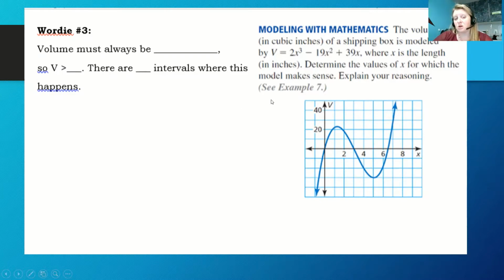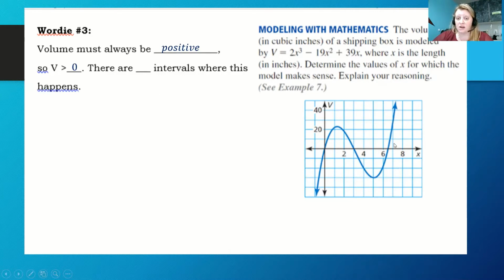So when you're trying to talk about what makes sense when it comes to volume, well, volume has to be positive. So I'm interested where that curve is positive. So I want to know, when is it above 0? Notice 0 is not positive or negative. So I want strictly above 0. 0 is not included as a volume.